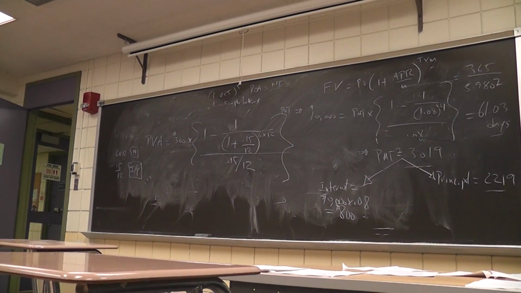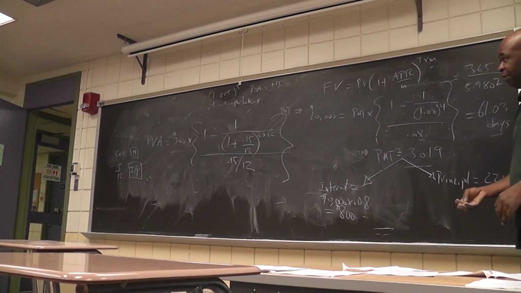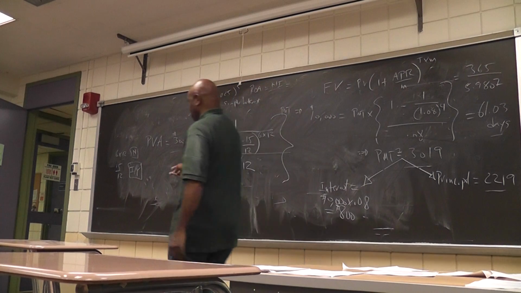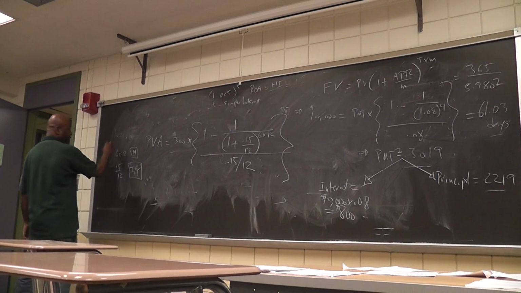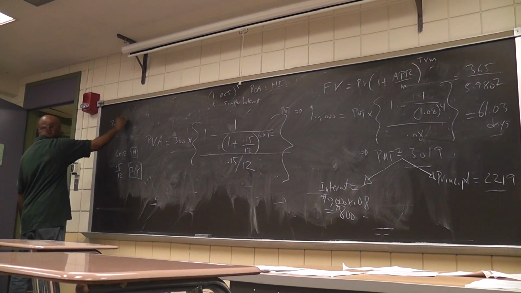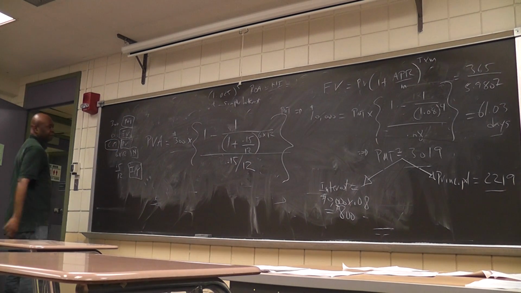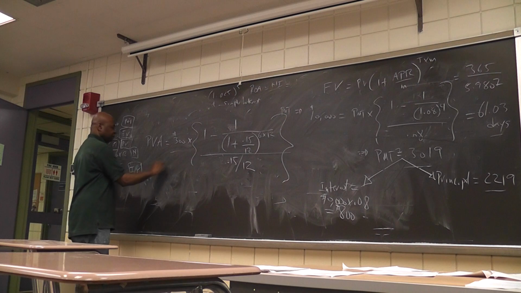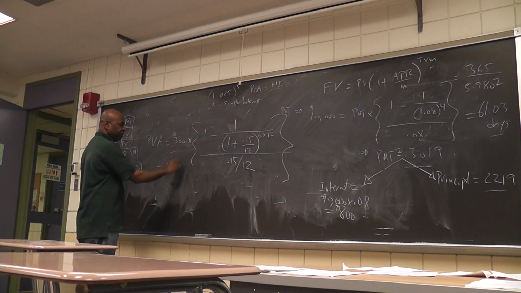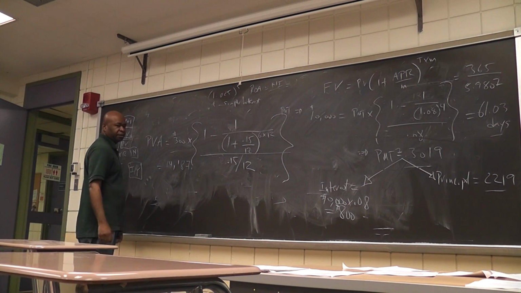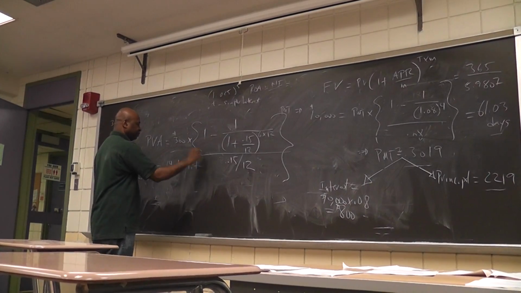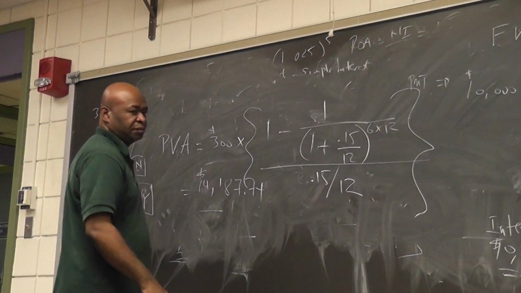So what is the answer? You go to the calculator, you have 6 times 12, and the payment here is 300, with a future value of 0, and then I compute the PV, right? It is 14,187.74. Is that what you have?